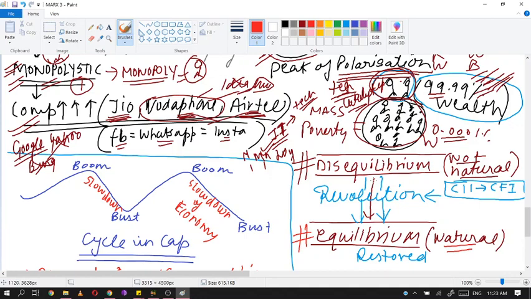And to go from disequilibrium to equilibrium, the process is revolution. Equilibrium is restored. You are restored to natural state. When will revolution occur? When class in itself will become class for itself. For that, you need to develop real consciousness, true consciousness.